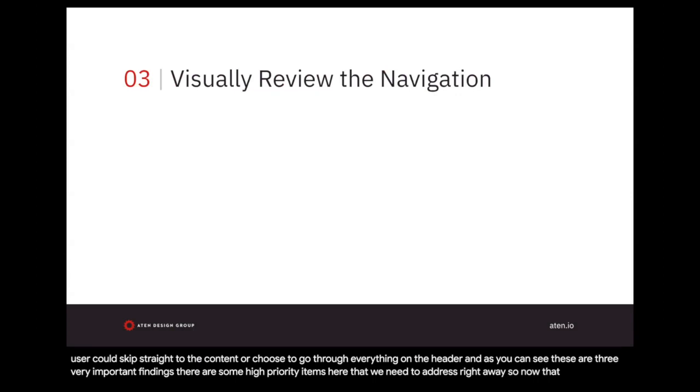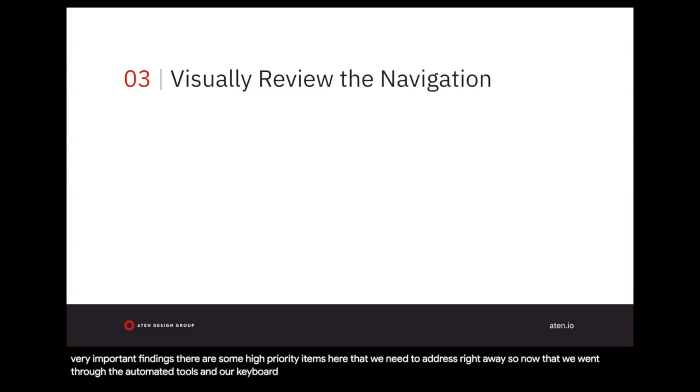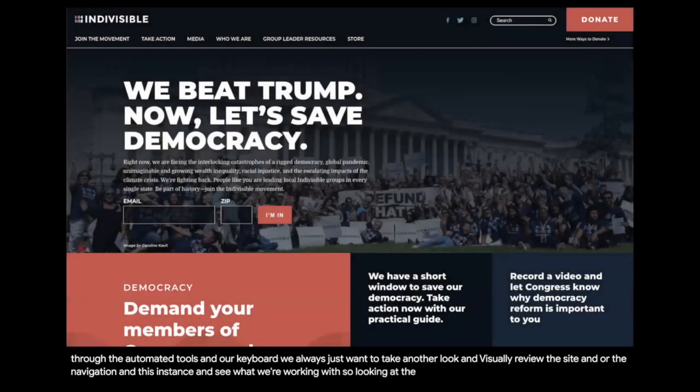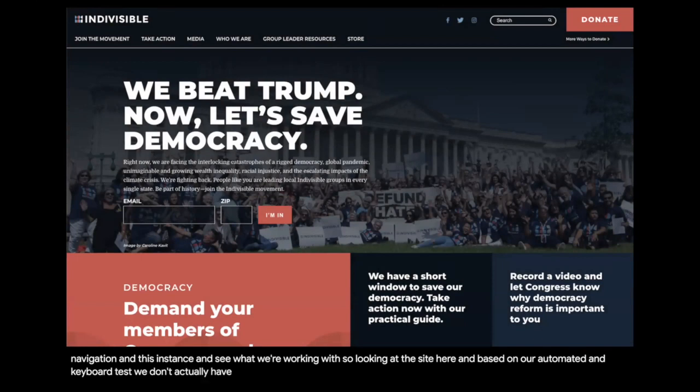So now that we went through the automated tools and our keyboard, we always just want to take another look and visually review the site, or the navigation in this instance, and see what we're working with. Looking at the site here, based on our automated and keyboard test, we don't actually have to review for any contrast issues because we didn't have any. And looking at this, there's nothing that should have been caught that didn't get caught. So we are good there.